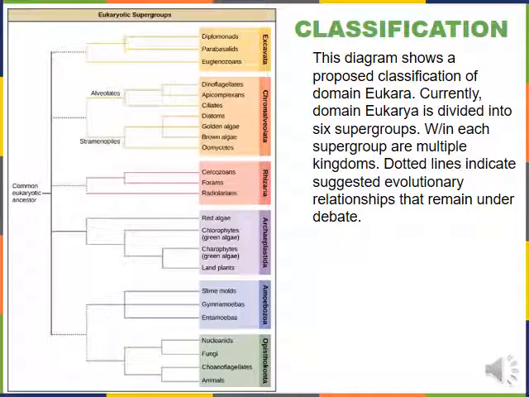Within Eukarya, in terms of just this diagram, thinking about a very simple phylogeny, there are a lot of issues that go on in terms of classifying them into these supergroups. So the dotted lines here on the left suggest that there's some kind of evolutionary relationship that remains under debate, so it's still not known.